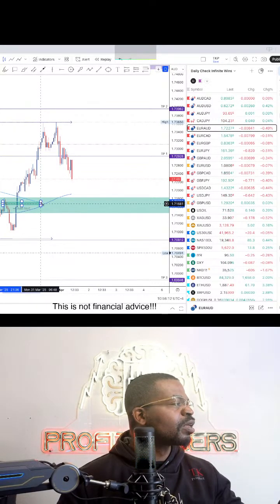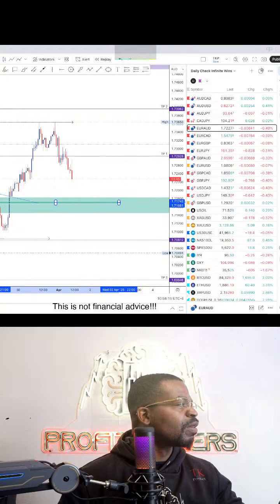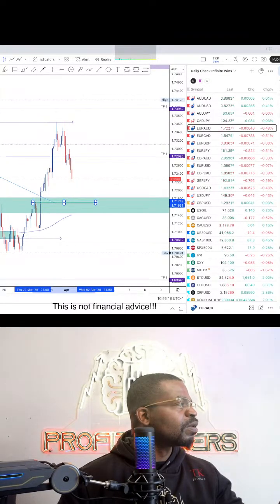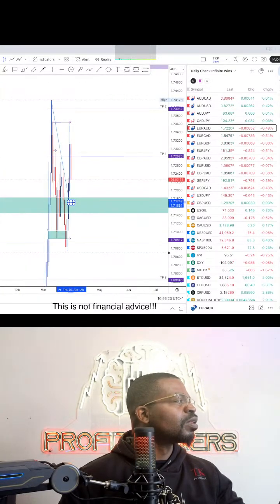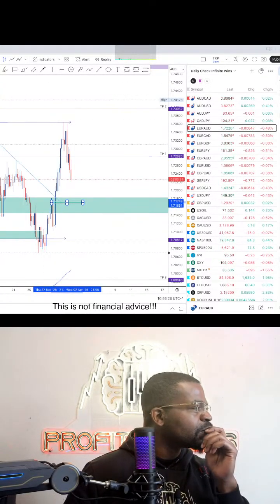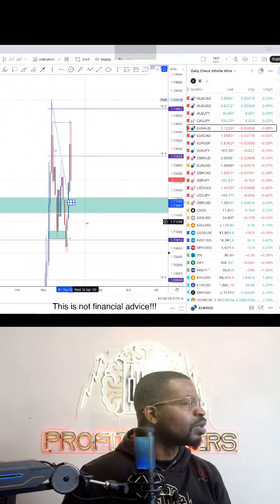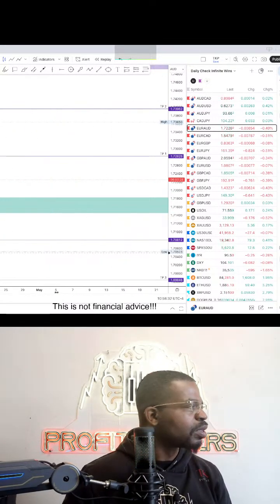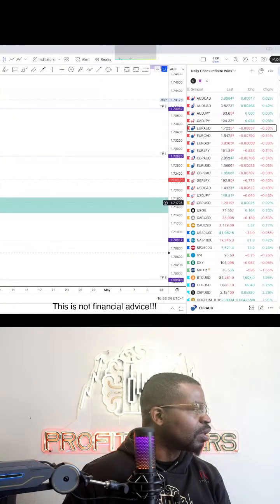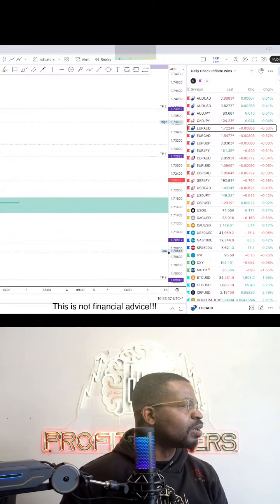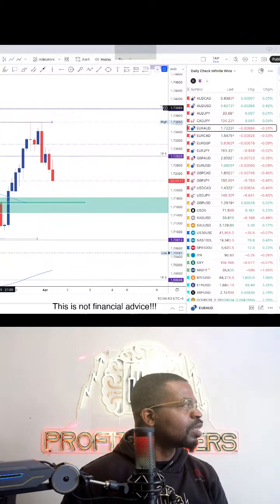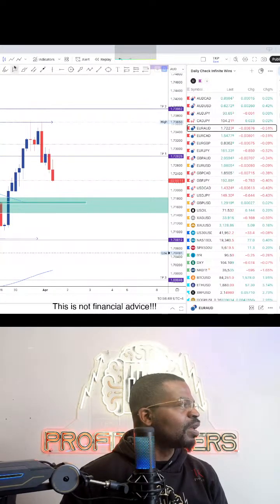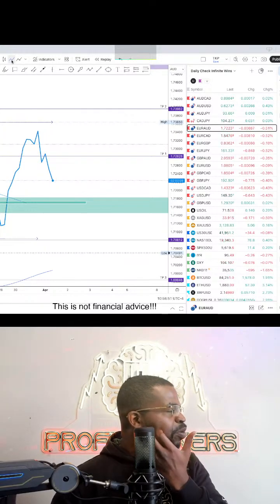We're looking for a pullback. We do got an imbalance right there. And that's about 50% of it. Yeah, let's leave that zone right there. Look at that. So we're going to have to protect this position right here on the 4 hour. We just got to be aware of what we see.